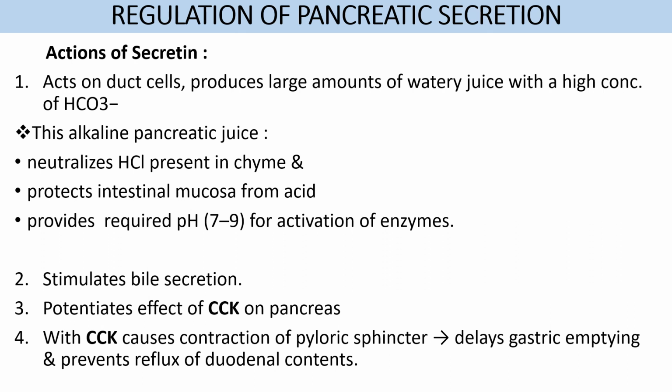Secretin has many important actions. Some of the actions of secretin are: secretin acts on the pancreatic ductal cells to produce large amounts of pancreatic secretions rich in bicarbonates. Secretin also stimulates the secretion of bile. Secretin acts synergistically with cholecystokinin and it potentiates the effects of cholecystokinin on the pancreas. The action of cholecystokinin will cause contraction of the gallbladder and it will release bile, and also cholecystokinin will cause contraction of the pyloric sphincter and it will delay the gastric emptying.